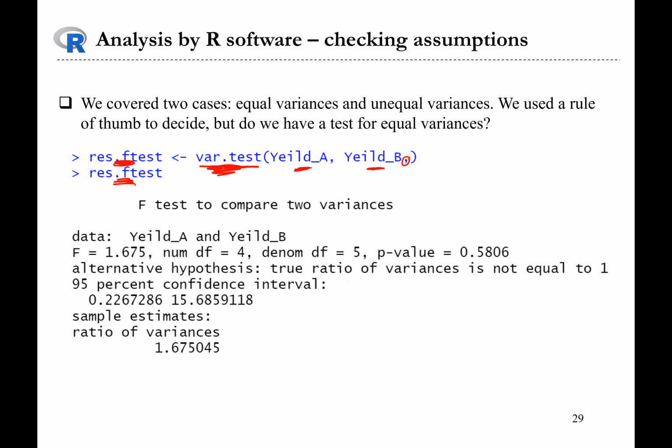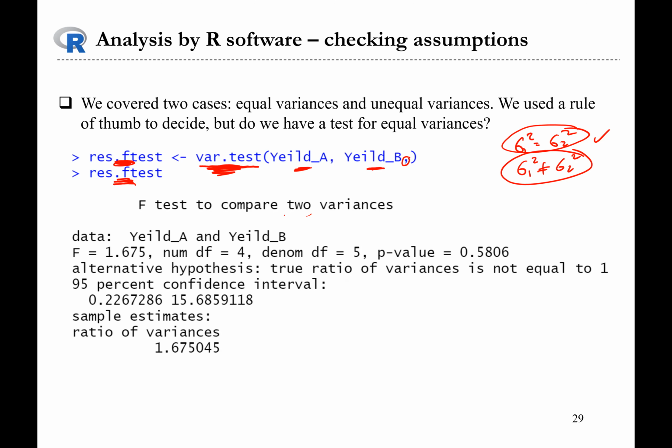So var.test is a function that can be used to test equal variances, because we practiced on sigma 1 square equals sigma 2 square, and also sigma 1 square doesn't equal sigma 2 square, but we need to know which one is correct. Based on the rule of thumb, this one is correct. But now based on the test, this is much better than the rule of thumb.